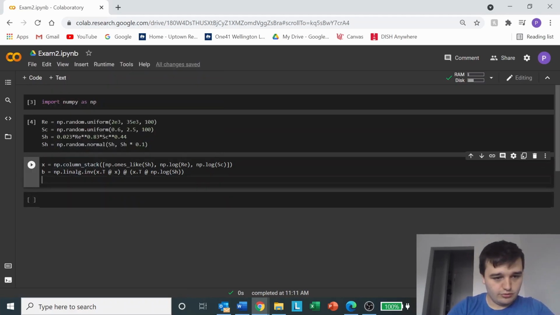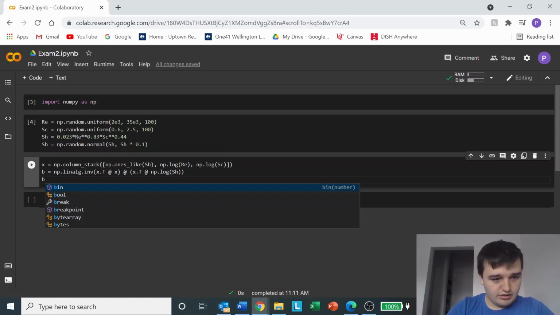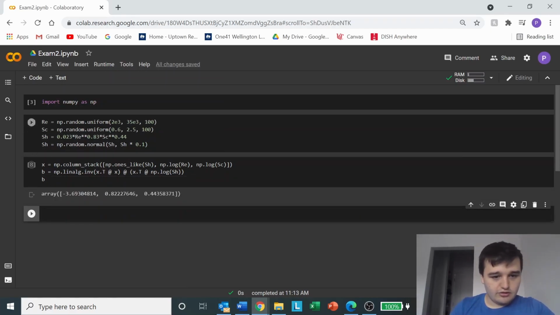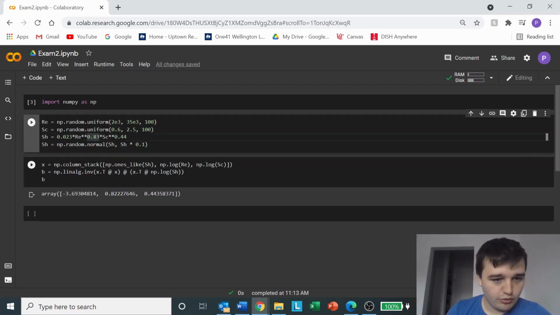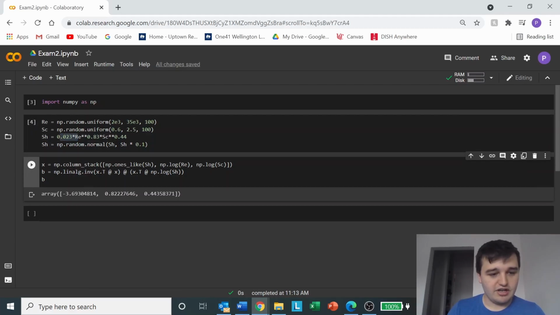So now we should be able to print B and see what happens. This gives us an array of negative 3.69, 0.822, and 0.443. If we look at these numbers, 0.822 is really close to 0.83, and 0.44 is basically right on the 0.44 we have in the first equation. The only number that doesn't match up is the first one, and that's because, as I said in the matrix manipulation, this is actually the natural log of our A. So we want to exponentiate that A.